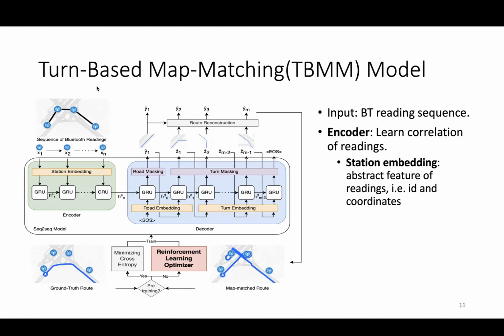In order to better represent the readings, we designed the station embedding layer that abstracts the features of the readings, including the collection station ID and the coordinates of the stations. In this paper, we don't use the time step yet because it has too high an uncertainty, but we are considering using it in our subsequent work.